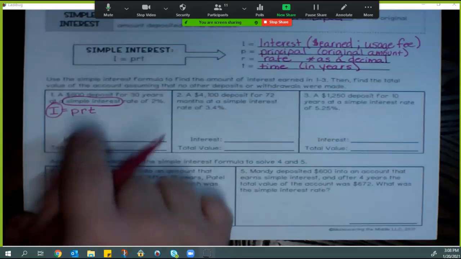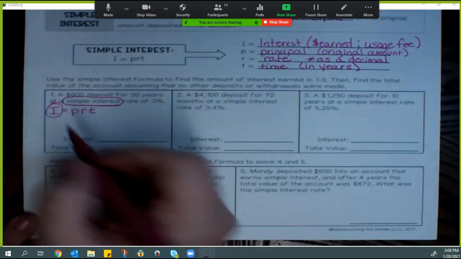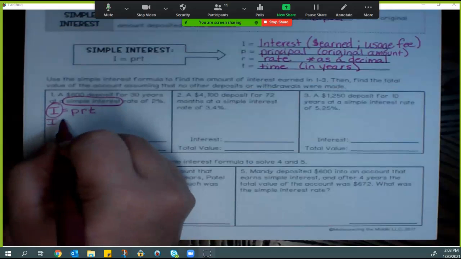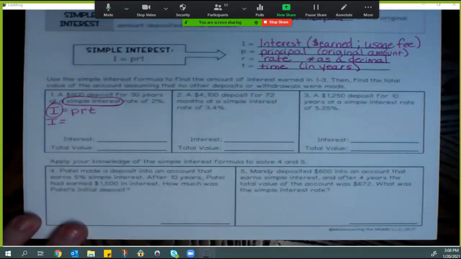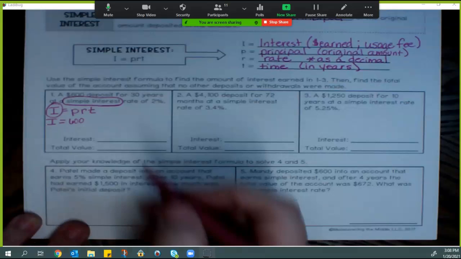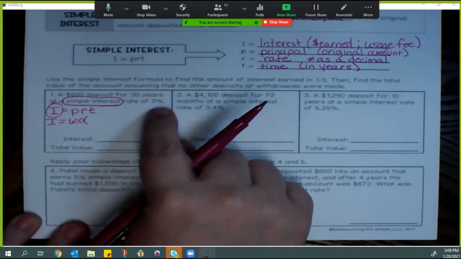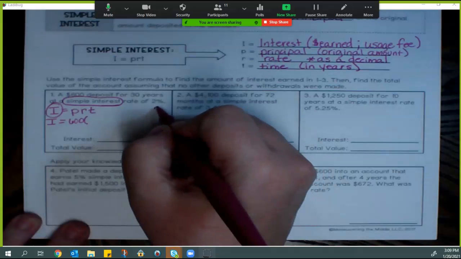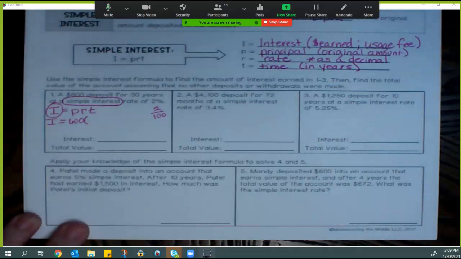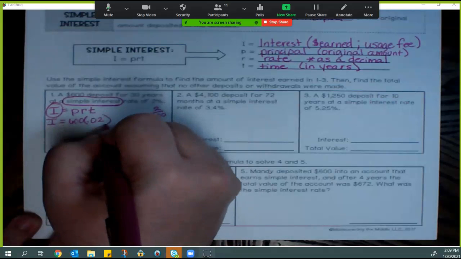So we're trying to find the interest, so we're solving for I. That means everything else we've got to substitute. Formula, substitute, solve. So I equals the principal. What is the principal amount from this problem? 600. 600, that's what we started with. Times the rate as a decimal. So we have 2%. Remember, percent is out of 100. 2 divided by 100, 0.02.